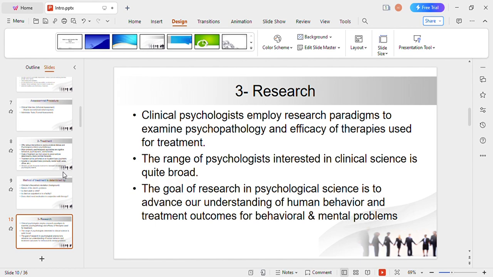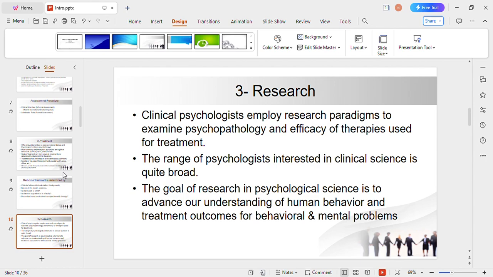Usually people think that a clinical psychologist doesn't need hard work, and they don't need to do research because research is so complicated, but that is not true. A person who is a good researcher as well as a psychologist can be a better option than being only a psychologist. So, clinical psychologists employ research paradigms to examine psychopathology and efficacy of therapies, as I have mentioned earlier. Apart from this, the range of psychologists interested in clinical science is quite broad.